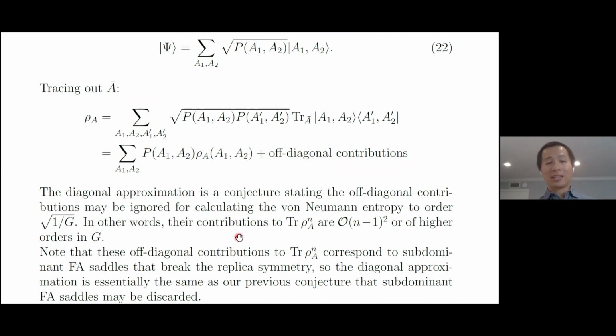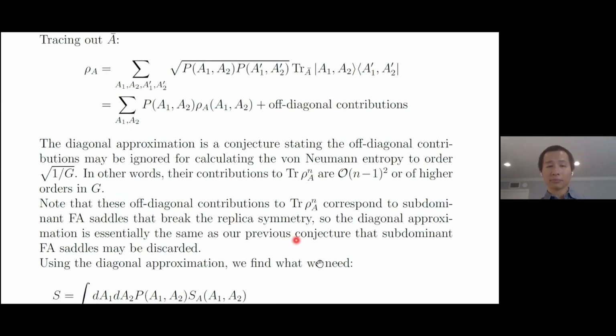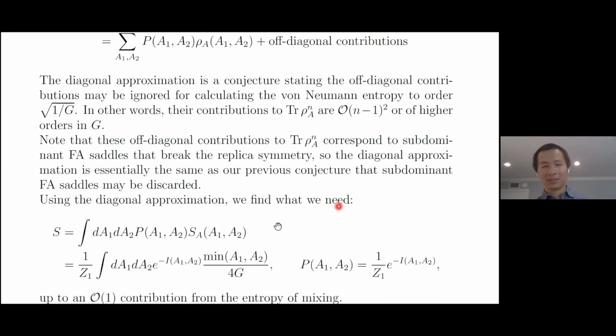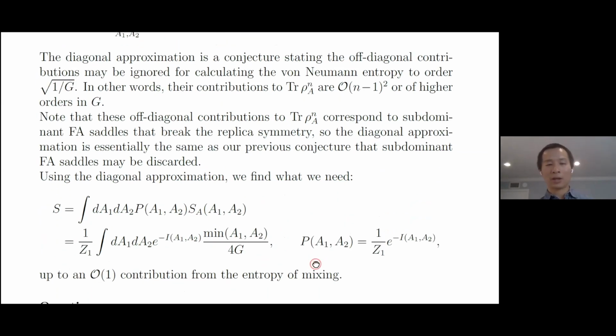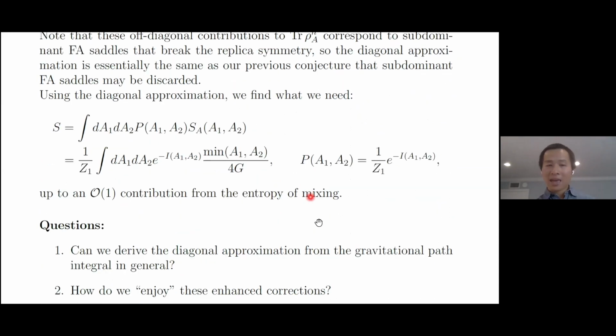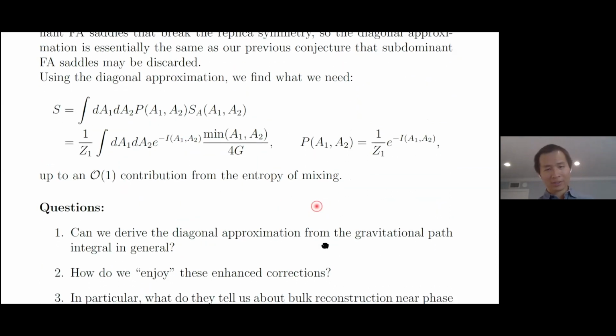This is really an equivalent way of saying our previous conjecture that the subdominant fixed area saddles may be thrown away. The off-diagonal contributions here are very related to the subdominant saddle points that we threw away in that case. So in using a diagonal approximation, it is easy to arrive at what we wanted in the beginning. So let me end with a few quick questions.